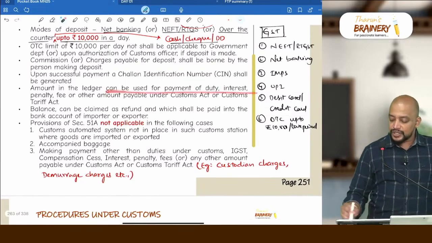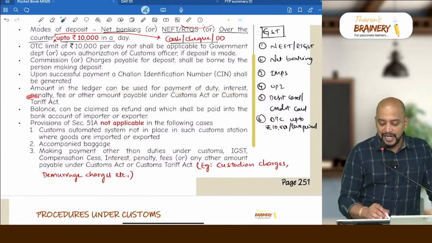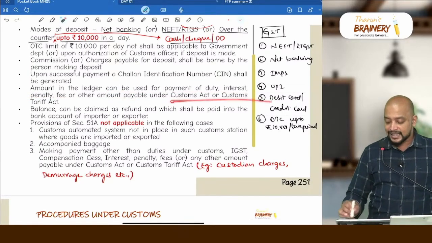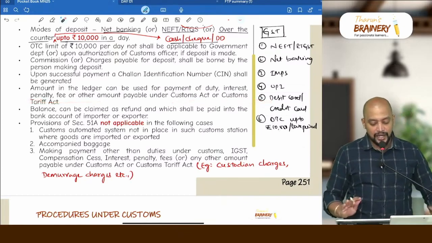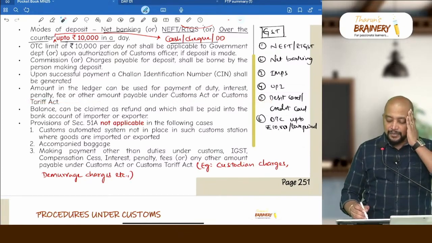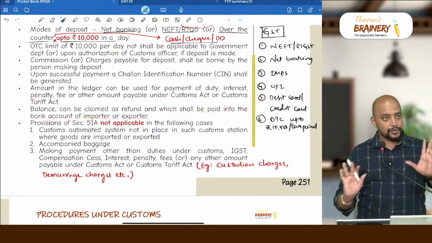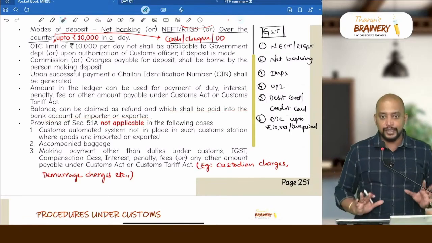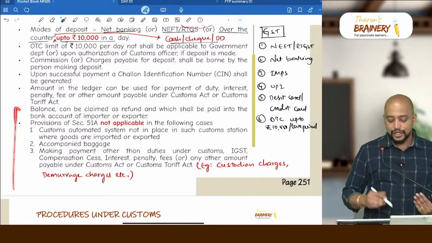Amount in the ledger can be used for payment of duty, interest, penalty, fee or any other amount under Customs Act or Customs Tariff Act. Okay. And balance can be claimed as refund, which shall be paid into bank account of importer or exporter. These are all normal points, but this can be asked as a short note question.